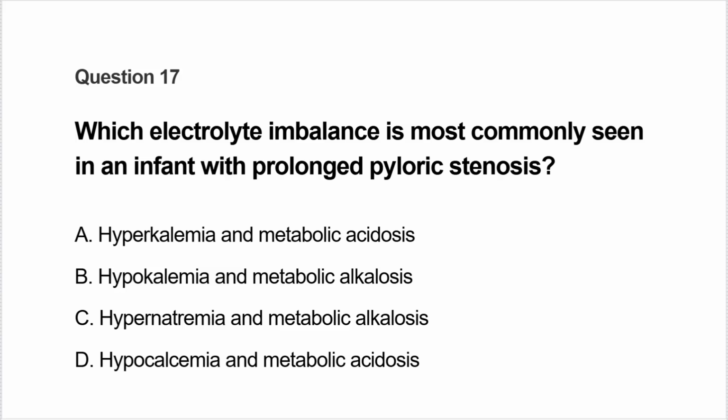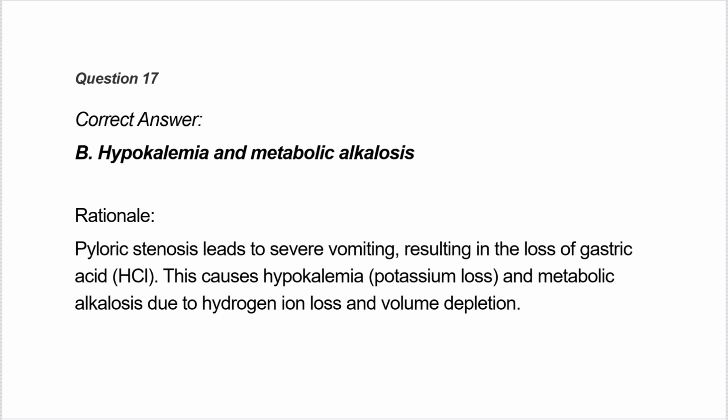Question 17. Which electrolyte imbalance is most commonly seen in an infant with prolonged pyloric stenosis? A. Hyperkalemia and metabolic acidosis. B. Hypokalemia and metabolic alkalosis. C. Hypernatremia and metabolic alkalosis. D. Hypocalcemia and metabolic acidosis. Correct answer: B. Hypokalemia and metabolic alkalosis. Rationale: pyloric stenosis leads to severe vomiting, resulting in the loss of gastric acid, HCl. This causes hypokalemia, potassium loss, and metabolic alkalosis due to hydrogen ion loss and volume depletion.